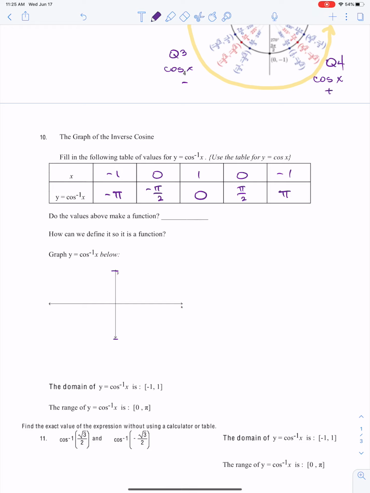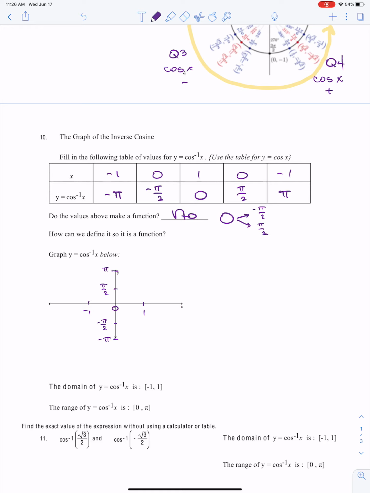Do these values make a function? Again, no, because if I plug in 0 for x, I could get either negative pi over 2 or pi over 2, and I really don't want to have to work very hard. That's not how a function works. I should be able to give you just the function value 0, and you should be able to tell me what the output is. Okay? So we got pi over 2 and pi up this way, negative pi over 2 and negative pi down this way.